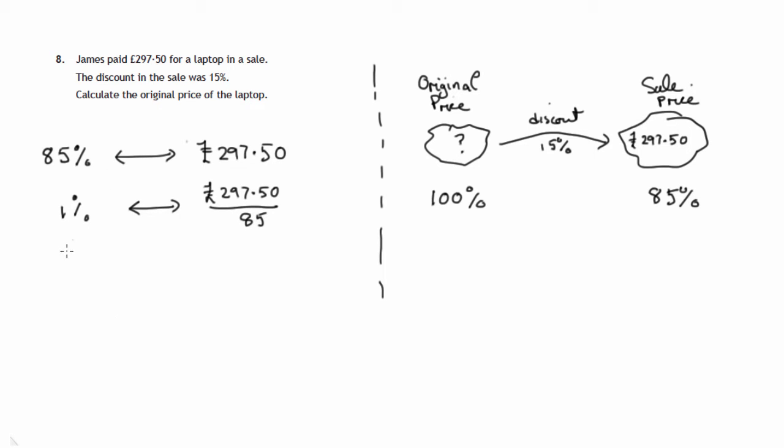And what's the purpose of finding 1%? Because then 100% can be found easily. How do we find 100% if we know 1%? Multiply by 100. So whatever sum of money this comes to, we have to multiply it by 100. And that'll give us 100%, the original price before this discount was taken off.